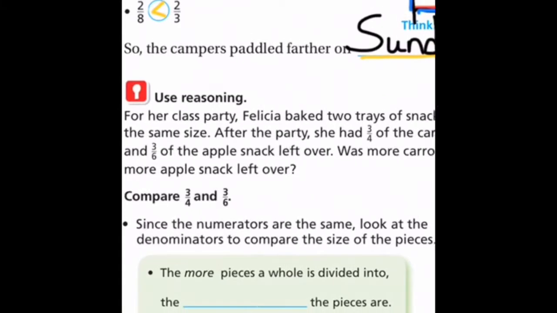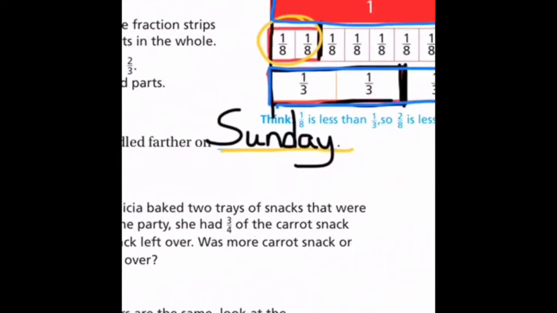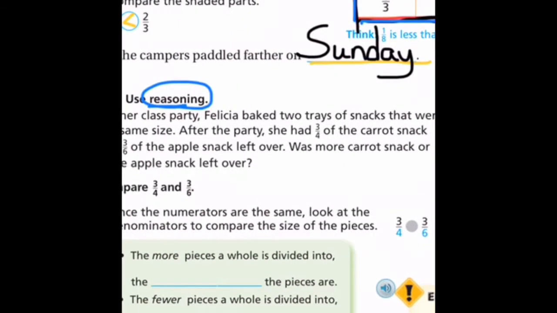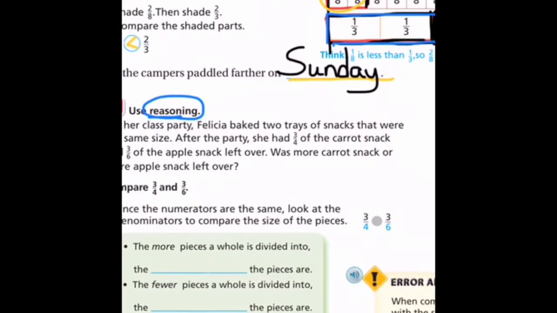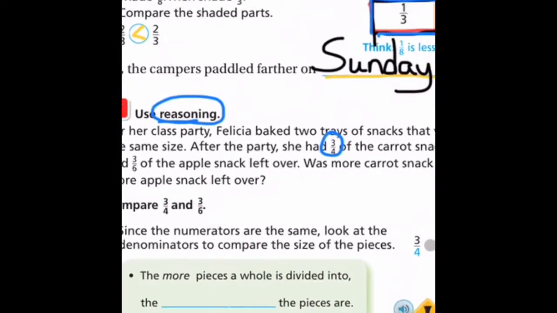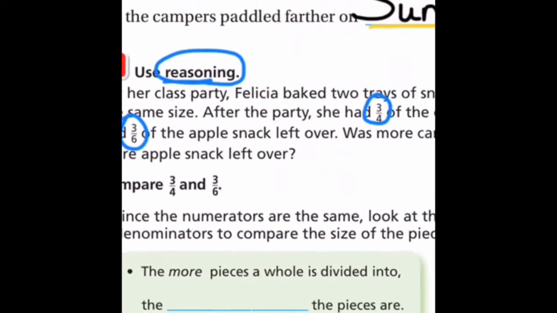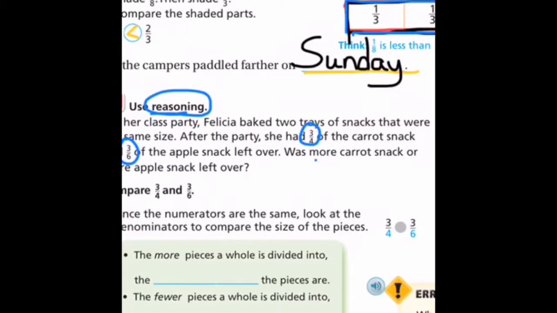We can also use reasoning. This one's a little trickier, and on this one a lot of times I end up drawing fraction strips. But let's look at the example. It says, for her class party, Felicia baked 2 trays of snacks that were the same size. After the party, she had 3/4 of the carrot snack and 3/6 of the apple snack left over. Was more carrot snack or more apple snack left over?